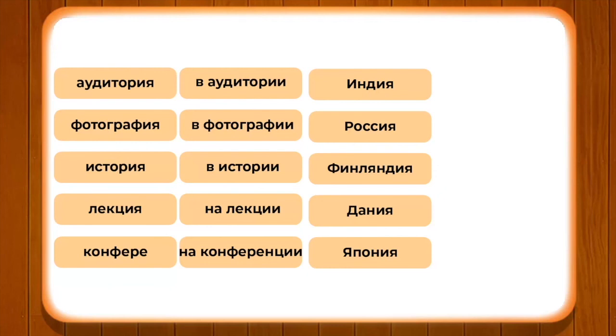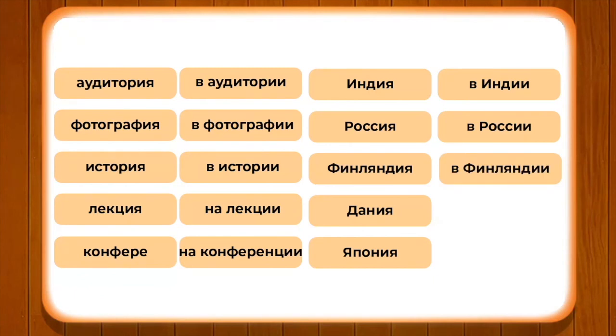Индия, где живут много людей? В Индии. Where do many people live? Many people live in India. Россия очень большая страна. В России живут много людей. Russia is a very big country. In Russia, many people live. Финляндия, name of a country. Дания, в Дании, again the name of a country. And Япония, в Японии. So the same is the case with Russia, India, Finlandia, Dania and Japonia.